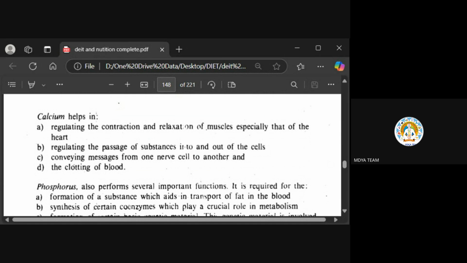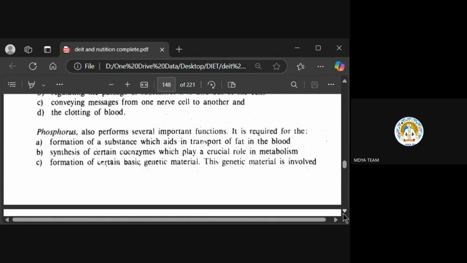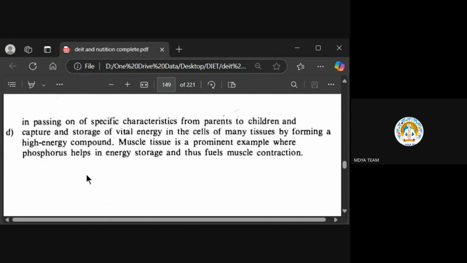They help in the clotting of the blood also, some enzyme regulation, and nerve conduction. They also improve our cholesterol level. Okay, so many functions are there. And they also transfer some specific characteristics from the parents to the children. They capture and store the vital energy in the cells. Muscular tissue contraction, I told you.